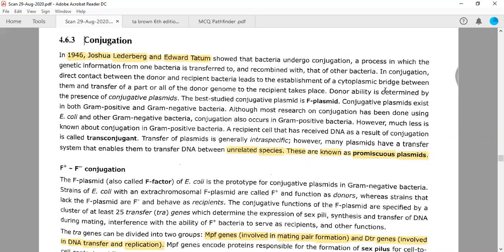So the donor ability is determined by the presence of these conjugative plasmids, and one is called F plasmid. It is the best studied plasmid. We know most about the F plasmid, right? So conjugative plasmid exists in both gram-positive and gram-negative bacteria. But again, most research on conjugation has been done in gram-negative bacteria, in E. coli. And we know E. coli is a gram-negative rod cell.